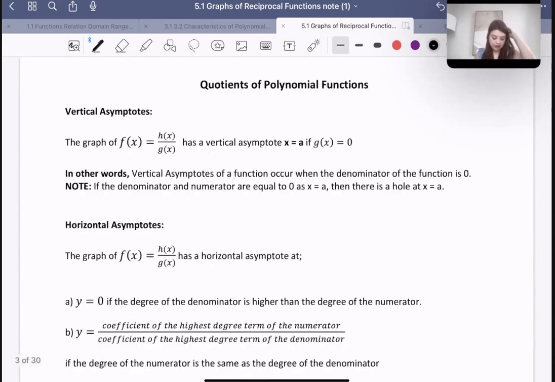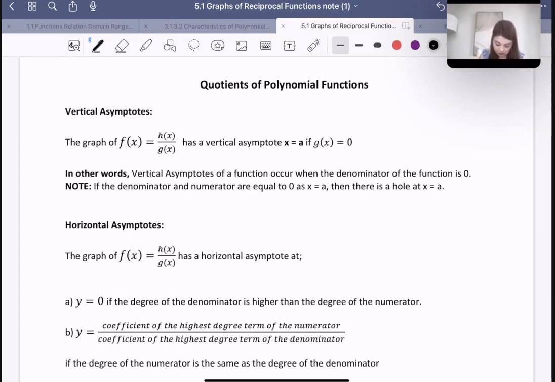So if we have a graph, f of x equals h of x over g of x, then it has a vertical asymptote at x equals a, where g of x is equal to 0, right? So this is very similar to what we talked about with reciprocal functions. The only difference is that if there is a term that can be canceled out with a term at the top, then it's actually a hole that occurs there, right?